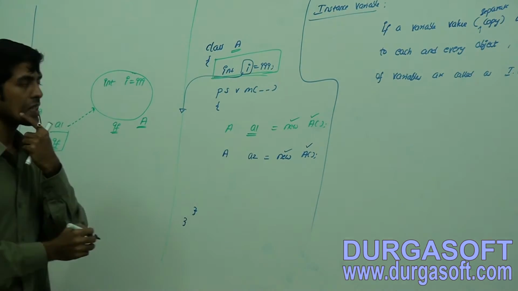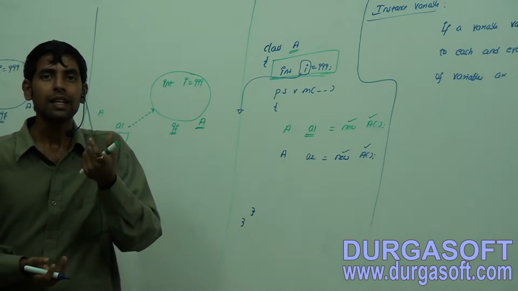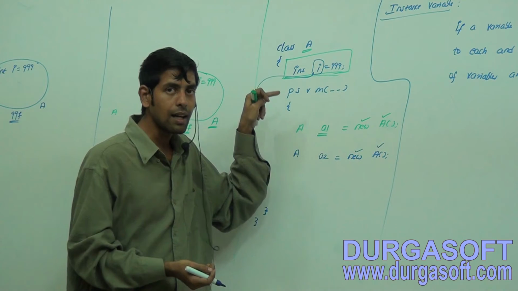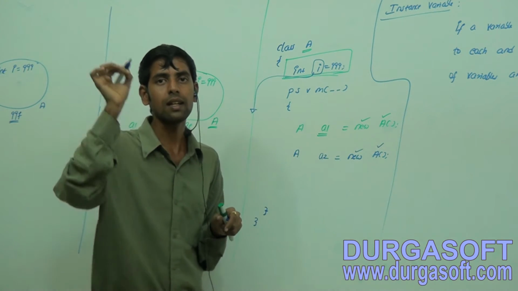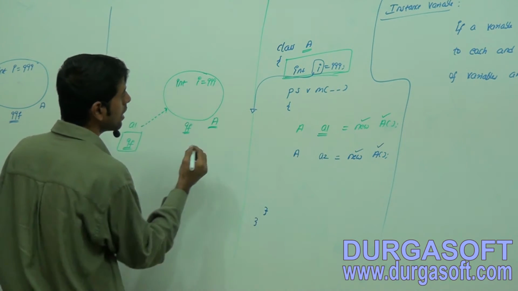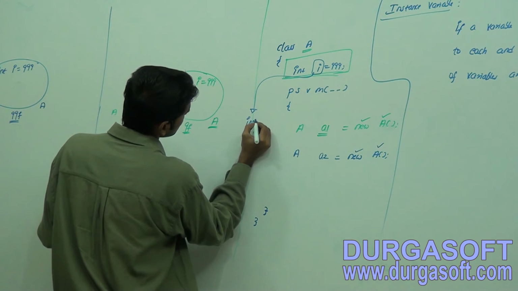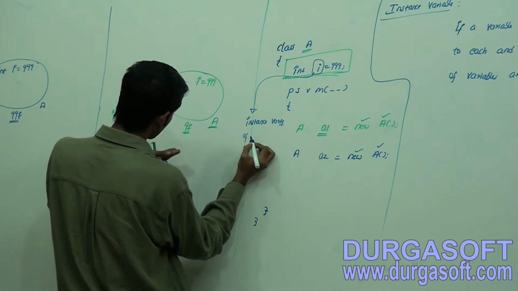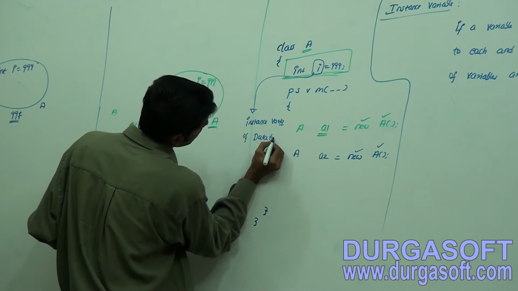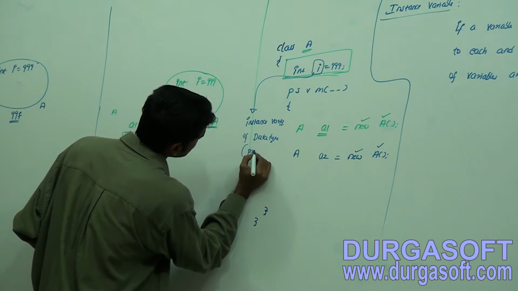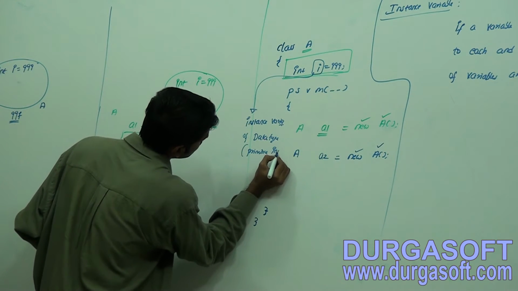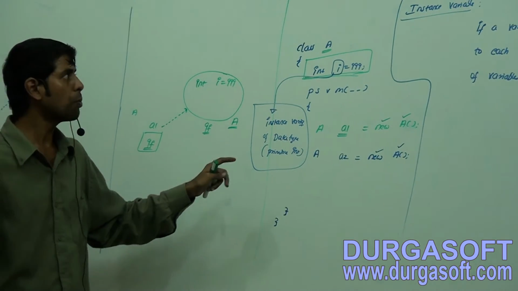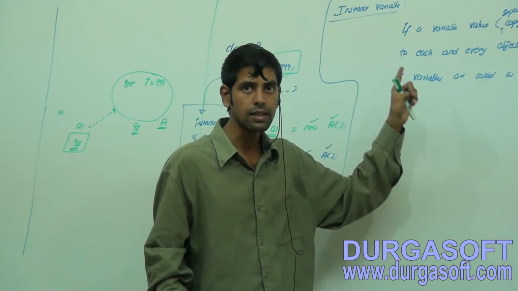Now observe, which type of variable is this I here? It is an instance variable, of which data type? Primitive int type. It's an instance variable, a variable of data type primitive int. Okay, I hope you get this definition of instance variables.